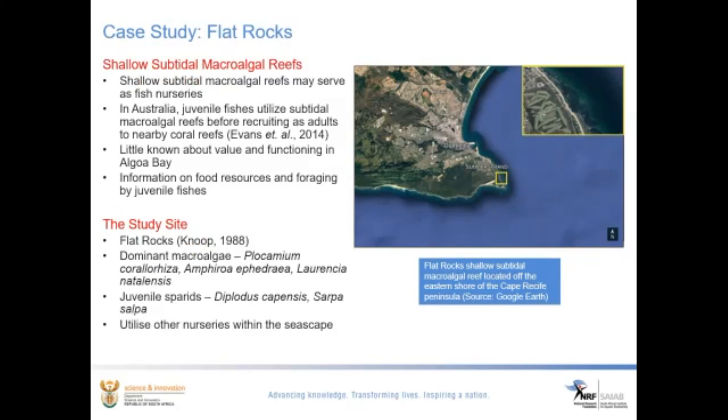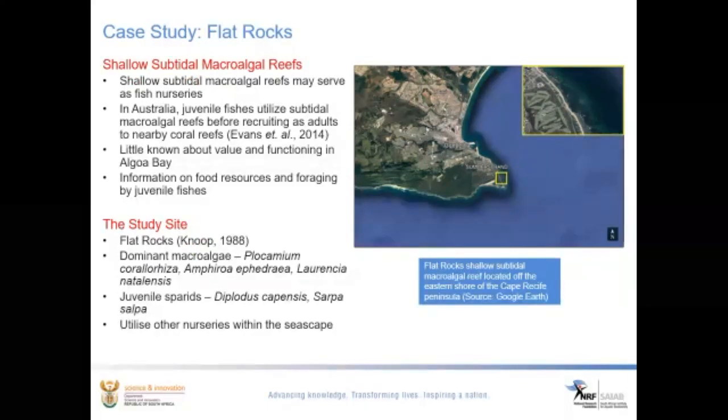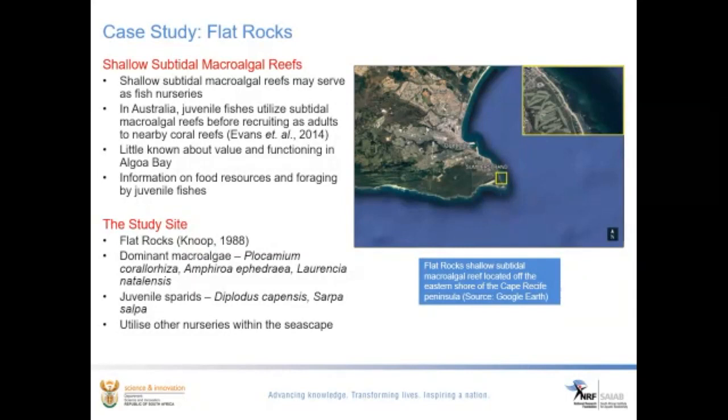Recent research suggests that shallow subtidal macroalgal reefs may serve as important fish nurseries. In Australia, juvenile fishes utilize subtidal macroalgal reefs before recruiting as adults to nearby coral reefs. Little is known about the value and functioning of these in Algoa Bay, and information on food resources and foraging by juvenile fishes is lacking.